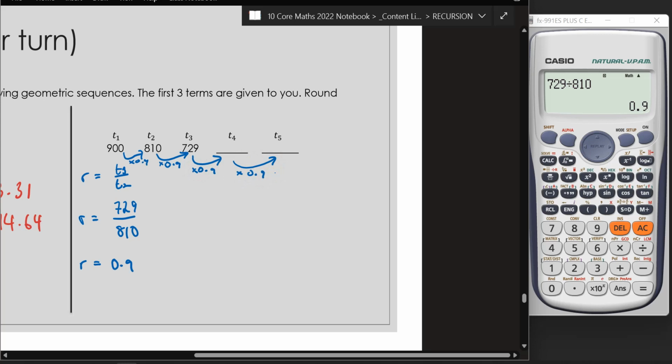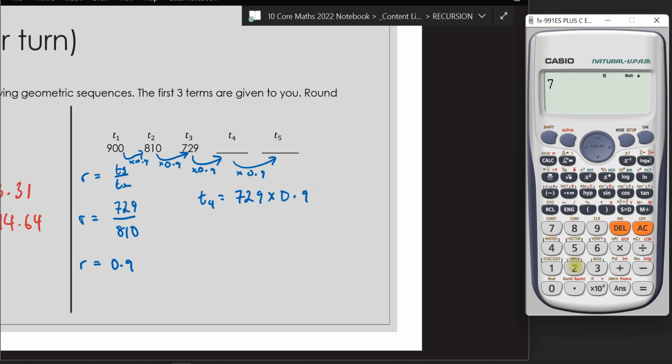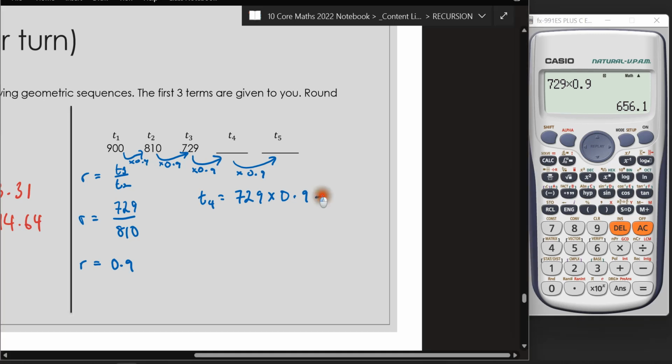So let's figure out what T4 is. T4 should technically be whatever T3 was, so I can see here, to get T4, I have to get whatever T3 is multiplied by 0.9. So 729 times 0.9 is 656.1. Excuse me for that cough. 656.1. Okay.